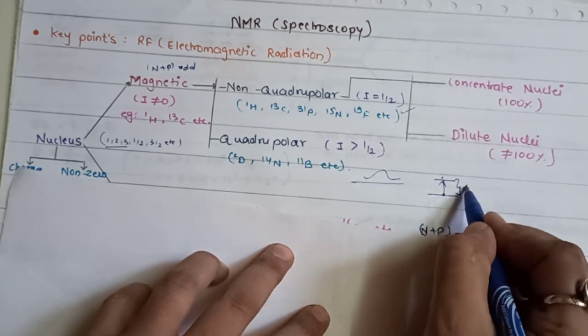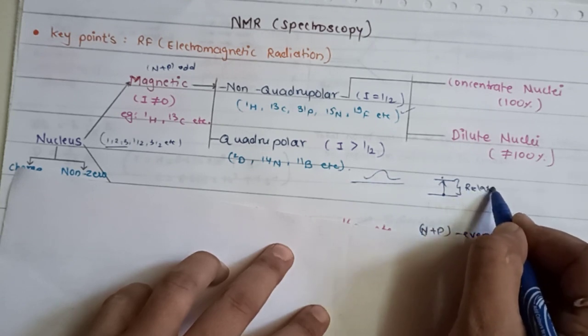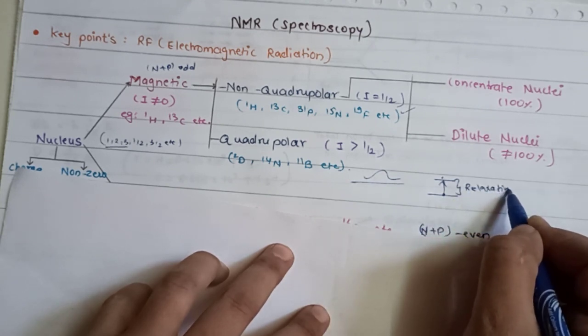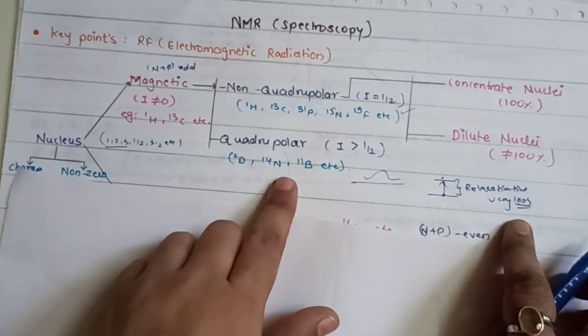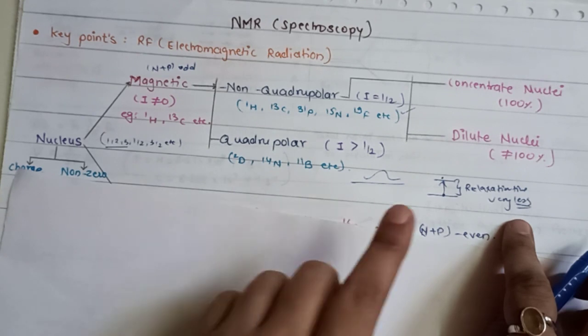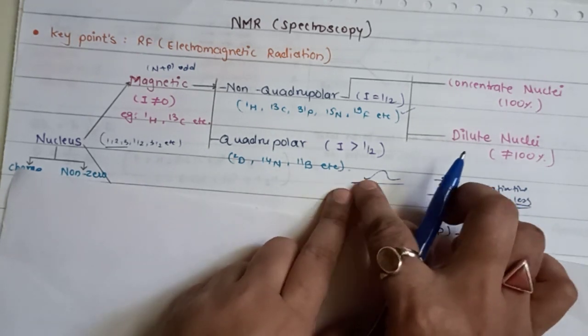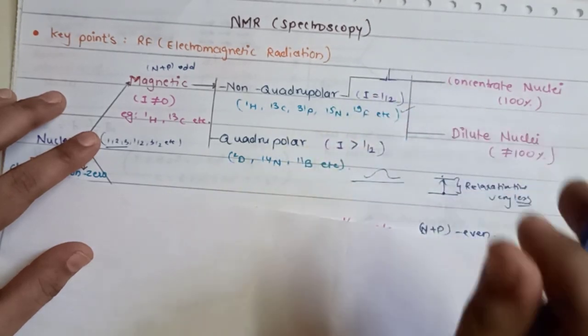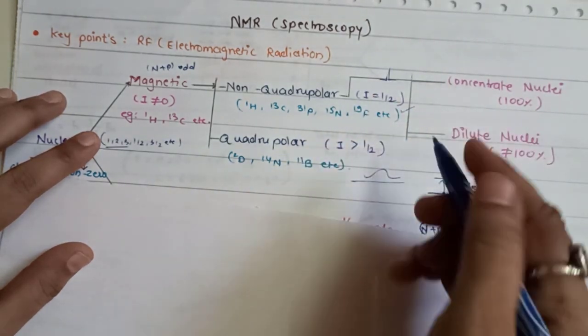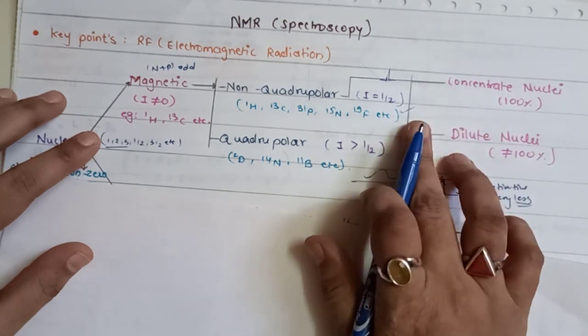So the relaxation time of this transition, students, is very short here. Relaxation time is going to be very less in this case. So just because of this reason they give a very broad signal. Whereas in non-quadrupolar we get a very sharp signal in the NMR spectrum. So basically we are going to be interested in these cases.